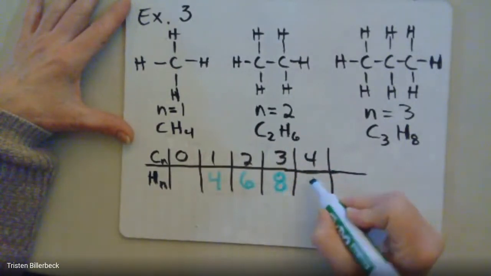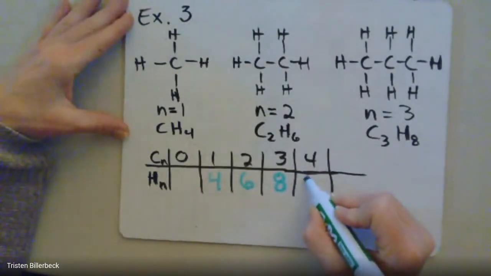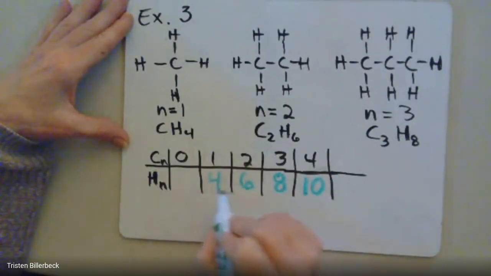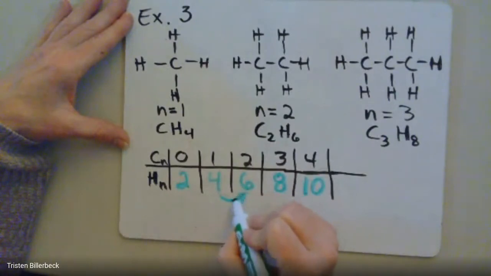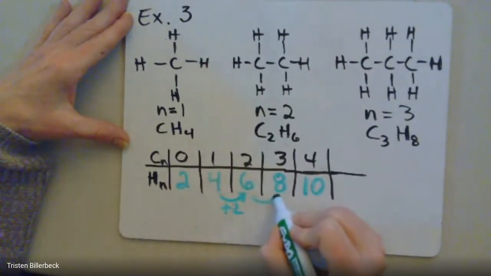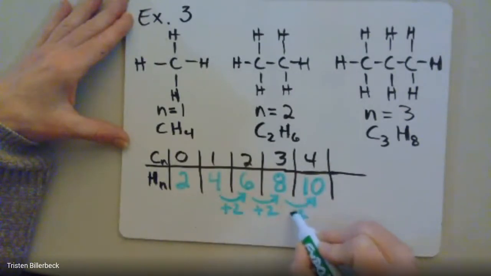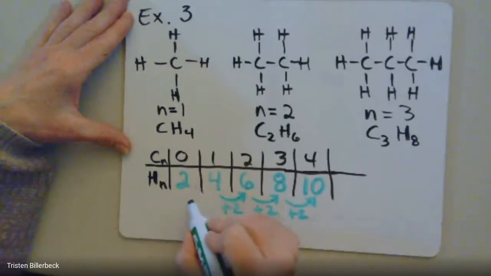So we can imagine that when we have 4, we have 10 hydrogen, and this would be plus 2, and plus 2, and plus 2. Oh, I might have just got saved from teaching a little chemistry. So then this is plus 2.